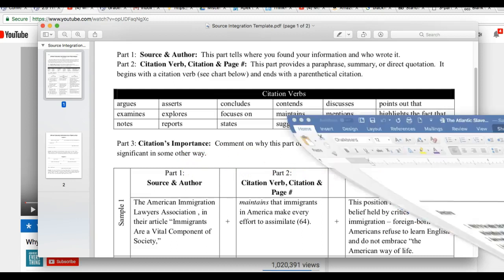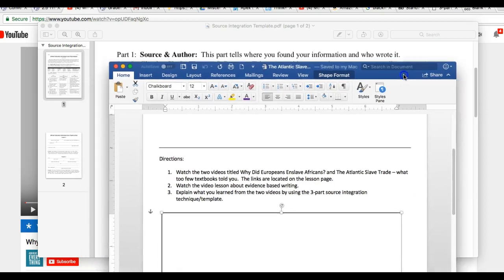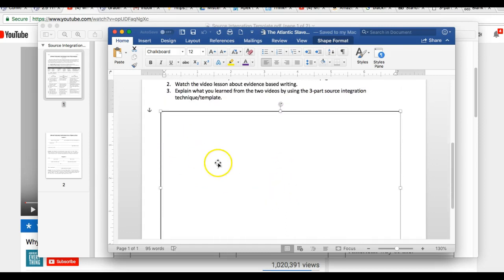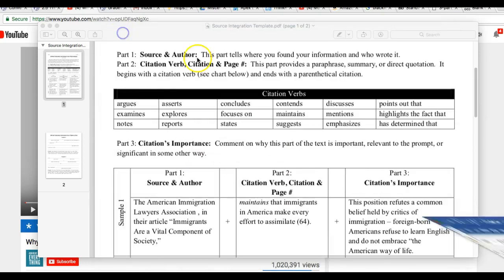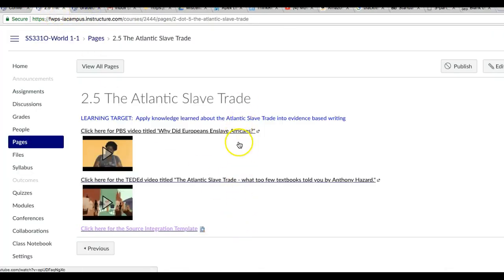Now I'm going to pull up our assignment. Bring it into view. And this is your prompt. Explain what you learned from the two videos using the 3-part source integration technique or template, and then you are writing your answer inside of this box that I provided for you. So that is what you are answering. You are explaining what it is that you learned about the Atlantic slave trade in this evidence-based writing assignment.